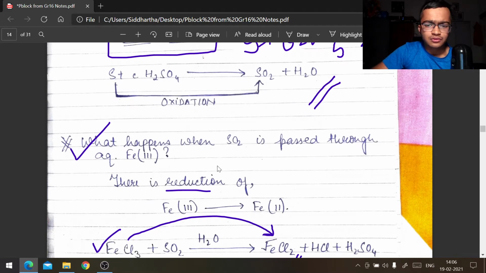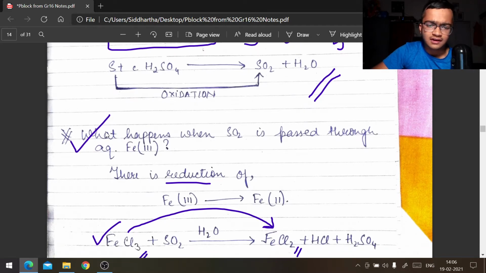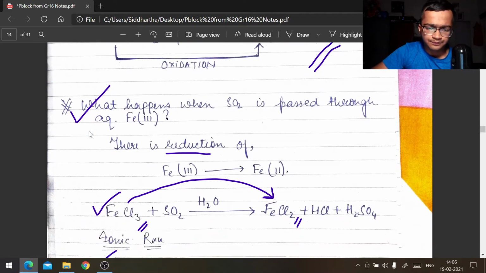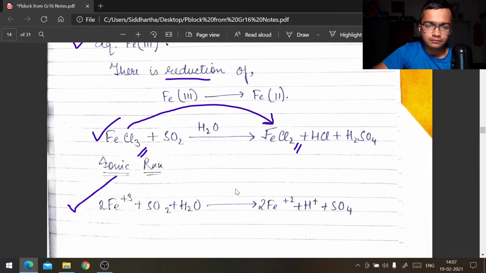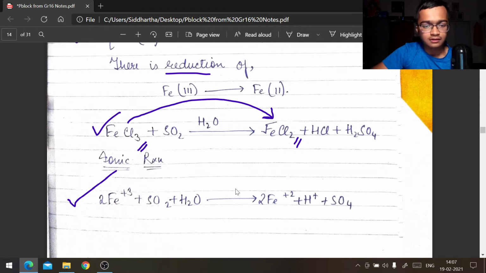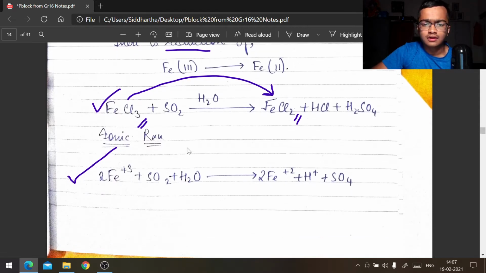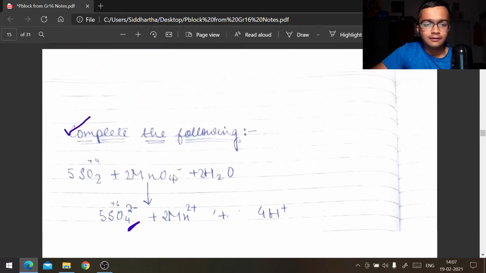Now what happens when SO2 is passed through an aqueous solution containing a trivalent ion? I take FeCl3 plus SO2. Now FeCl3 is becoming reduced to FeCl2. See, the oxidation number is being reduced, plus HCl, one Cl is left, plus HCl plus H2SO4. Now the ionic reaction is shown accordingly.